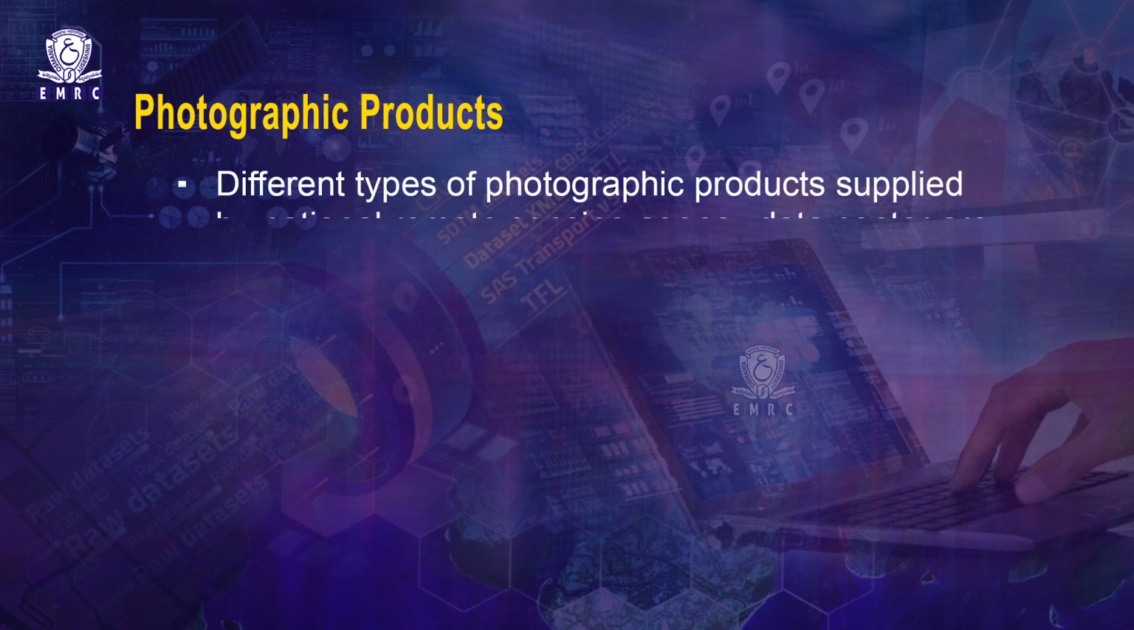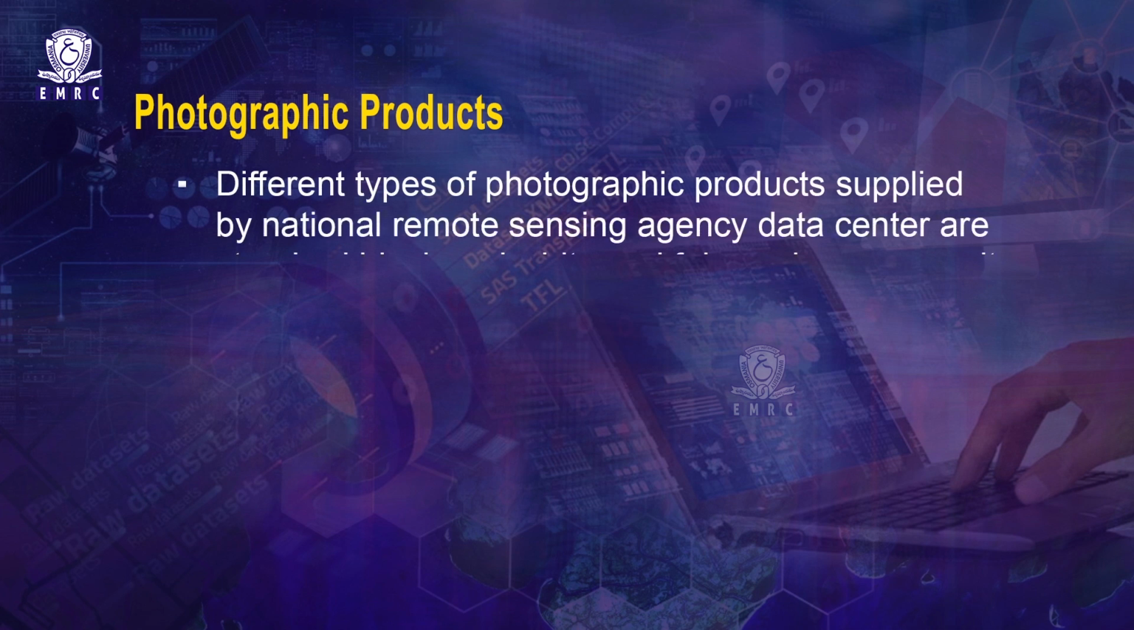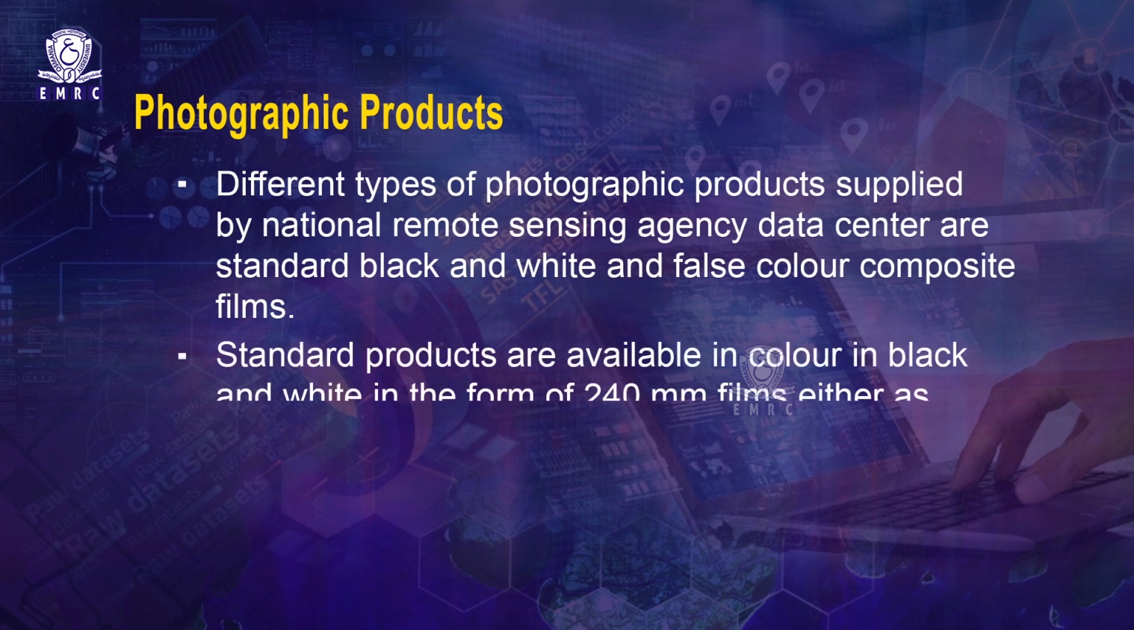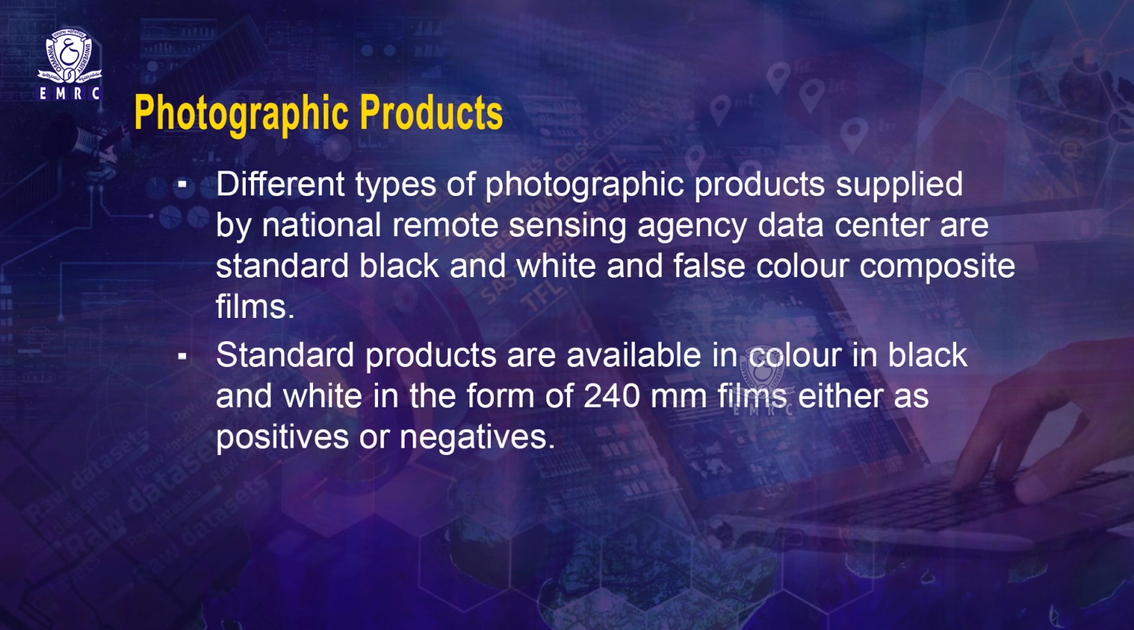Different types of photographic products supplied by National Remote Sensing Agency Data Center are standard black and white and false color composite films. Standard products are available in color, in black and white, in the form of 240 millimeter films, either as positives or negatives. The photographic products contain certain details on the margins. These are useful for identifying the scene, sensor, date of the pass, the processing level, band combination and so on.